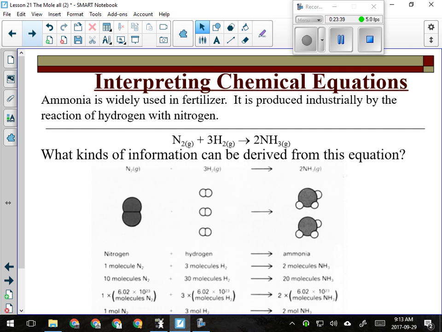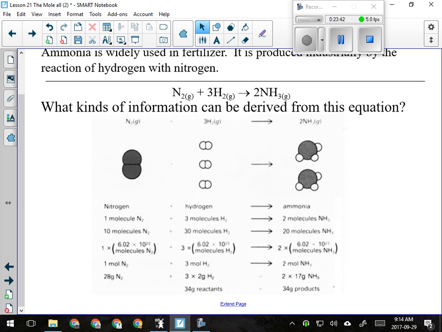Yeah. Okay, so it could look something like this. Like we said, it could be 1 molecule, 3 molecules, 2 molecules. It could be 10 molecules, 30 molecules, and 20 molecules. It's just a ratio. Okay, it could be 1 mole or 3 moles or 2 moles. But when it gets to the mass part, then it's not necessarily that I need 3 times as much mass of this. I need 28 grams of nitrogen, but I only need 6 grams of hydrogen because hydrogen's much lighter, right? But over here, I still end up with 34 grams. 28 plus 6 is 34, and over here I still end up with 34 grams, right?